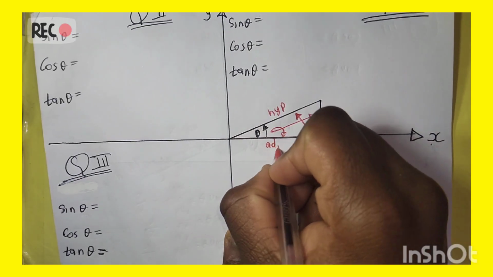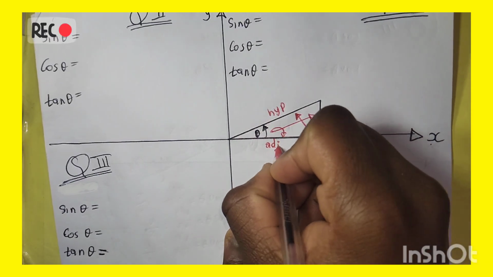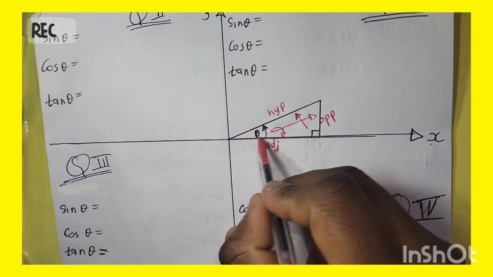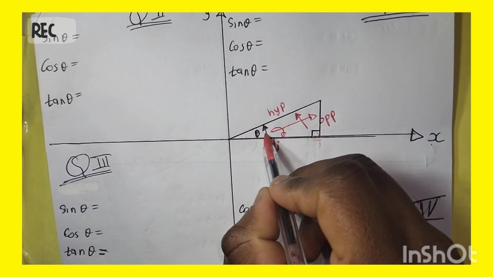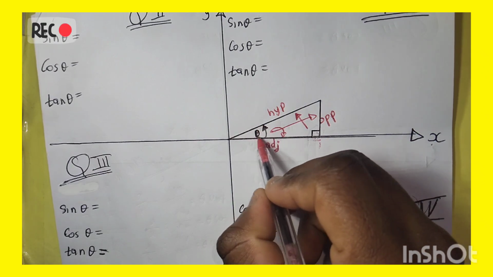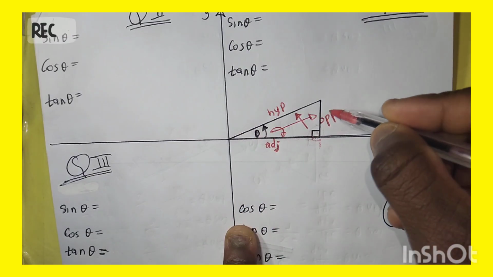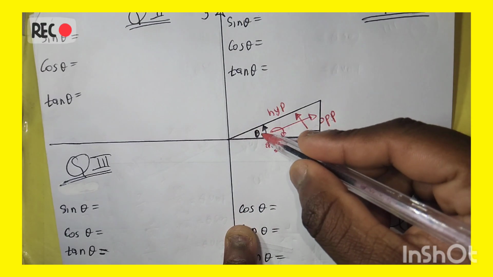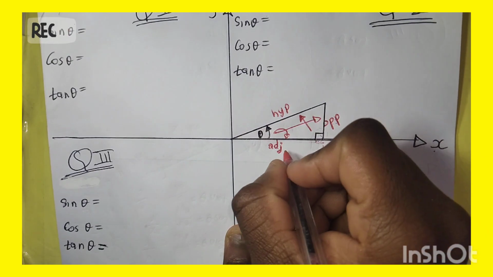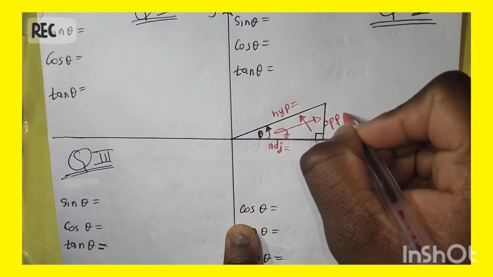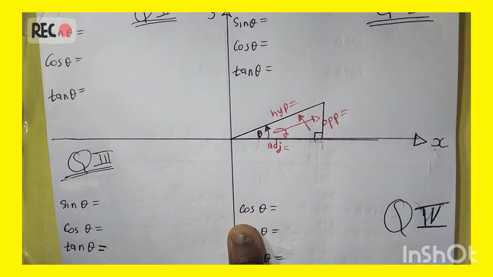Let me give you a definition, guys, of an adjacent side. The adjacent side is the side which is next to the angle. And the opposite side is the side which is opposite the angle. So this is what you should understand according to this Cartesian plane.